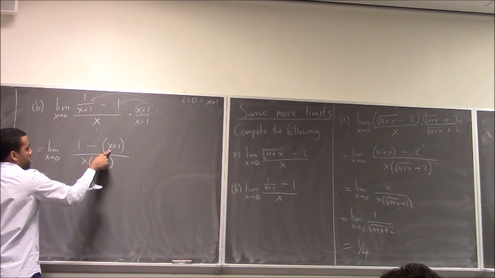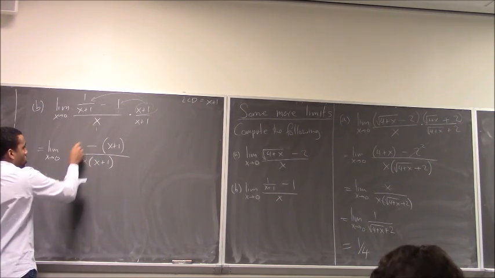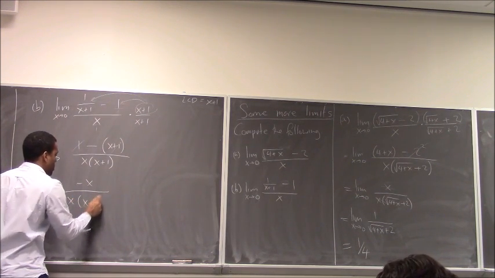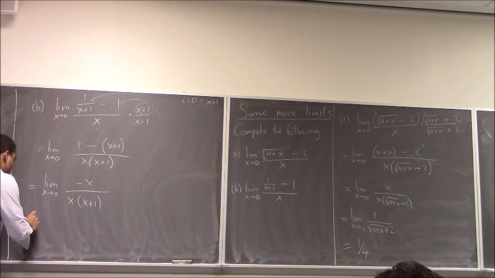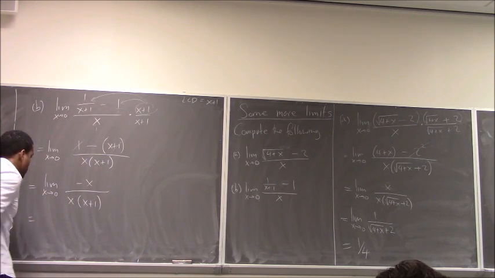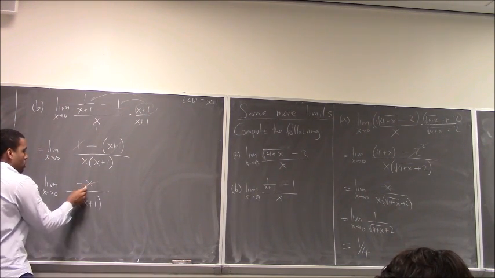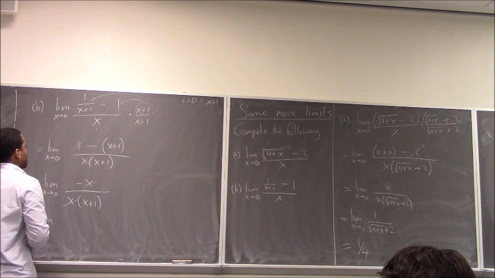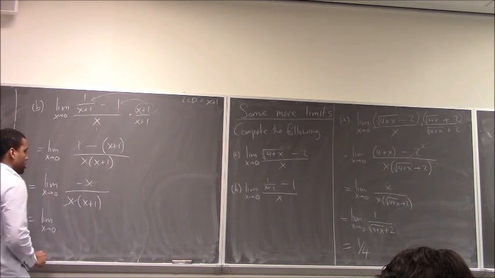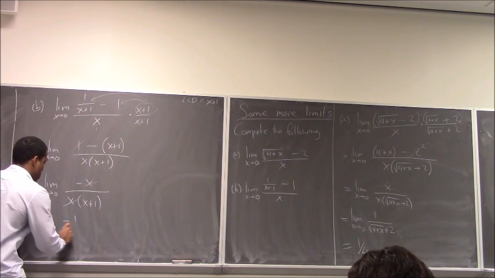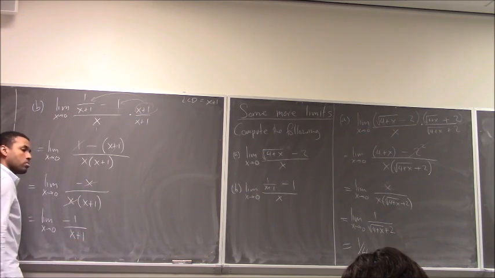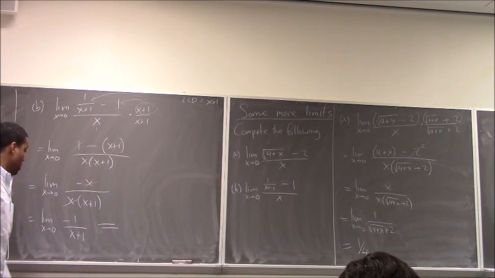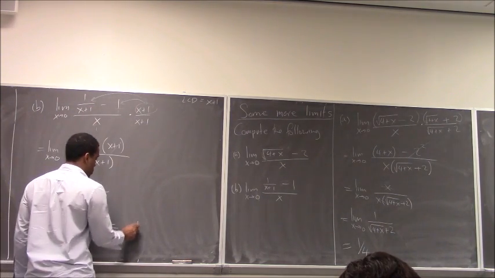So here this is 1 minus x minus 1 when you expand those brackets, so the 1s are going to die and you just have minus x. And so now here we can cancel the x. So this is minus 1 over x plus 1. So now we can put in 0, so that's just negative 1.